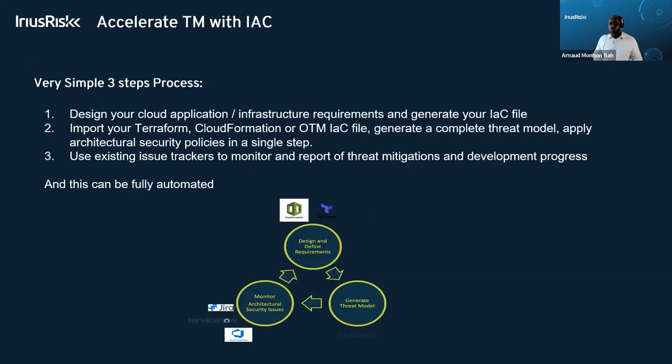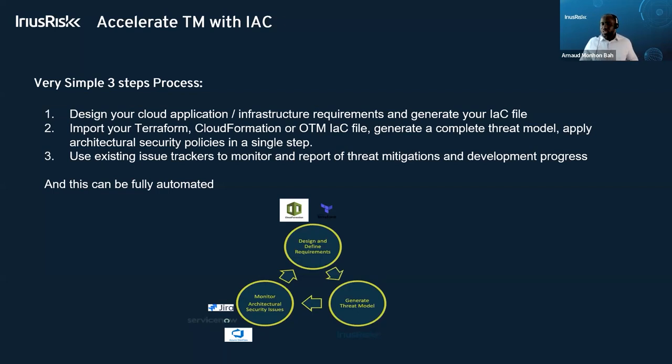So in the next step, what we'll see is that we now have a very simple three-step process in order to use this threat model and to use infrastructure as code. Typically, the first step is to do what you normally do: create your infrastructure as code templates. Then you can upload those templates to our platform. Then our platform will generate the threats and will create the tickets for the relevant team.